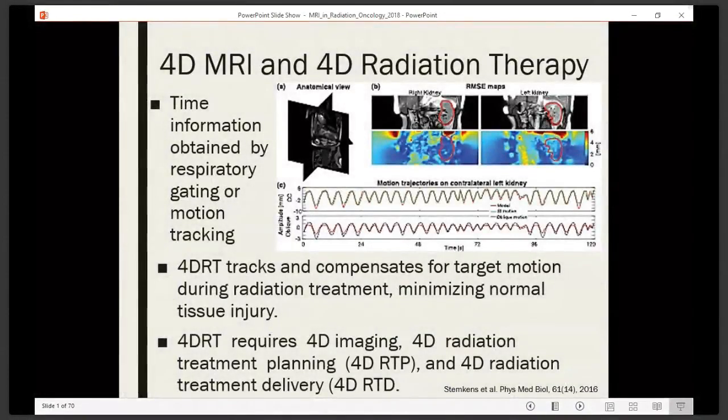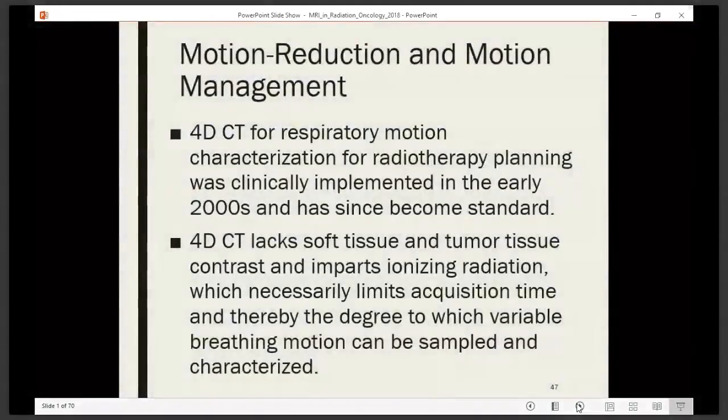And you can do that with MRI, and people have developed systems that can do it. This isn't commercially available yet, but in time it will be. And once you have this, it'll compensate for target motion during radiation treatment, which will reduce exposure to your organs at risk, and can be used for 4D treatment planning and 4D radiation delivery, and particularly with the advent of these MRI Linac systems, this is becoming a very hot area of development.